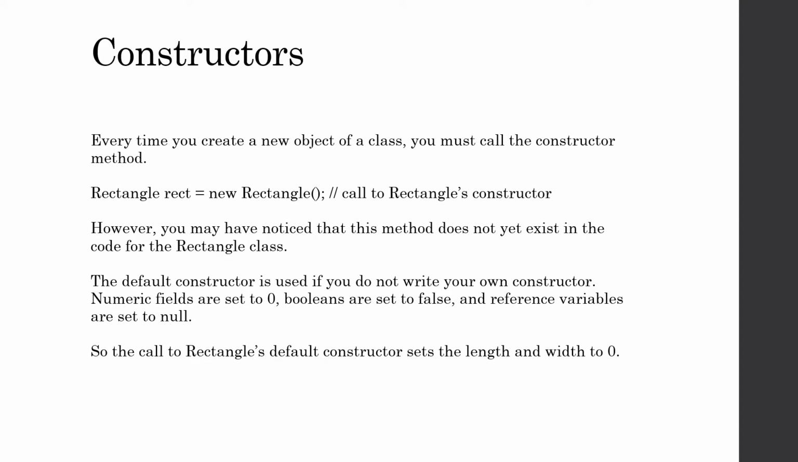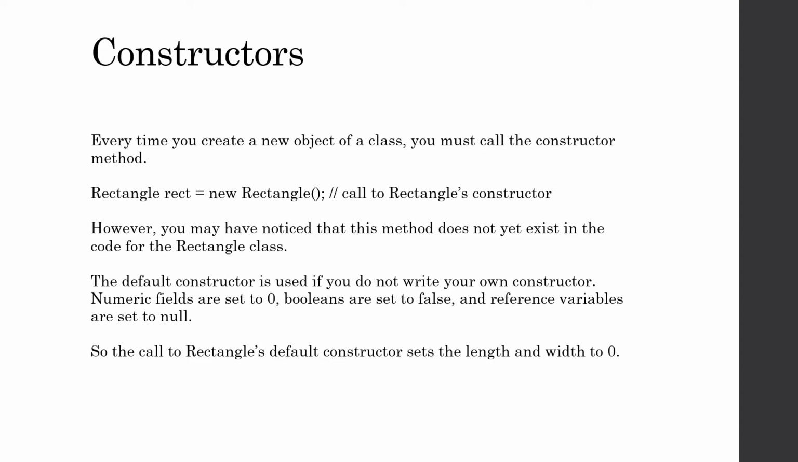Whenever we call that default constructor, there are a few things that it's going to do automatically or kind of implicitly for us. That's going to include things like setting our numeric fields to 0, so like the length and the width. If we didn't already specify that those should be set to 0, this call to the default constructor would do that for us.